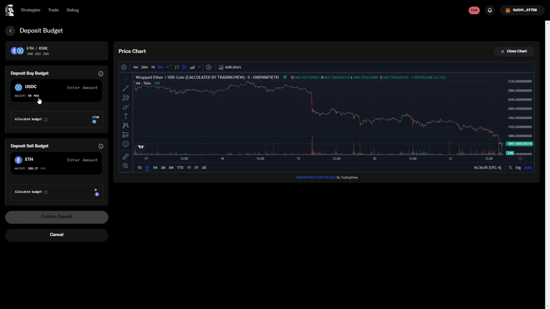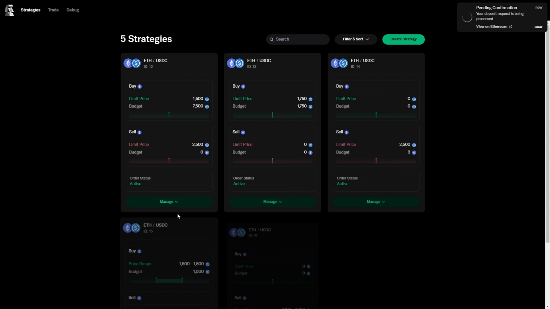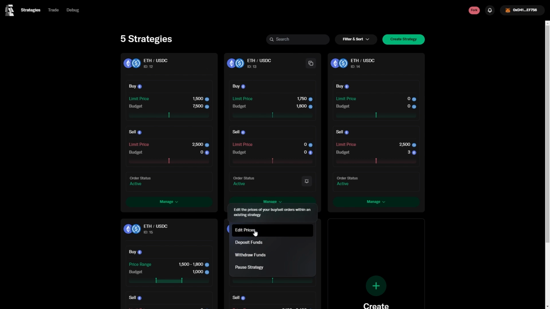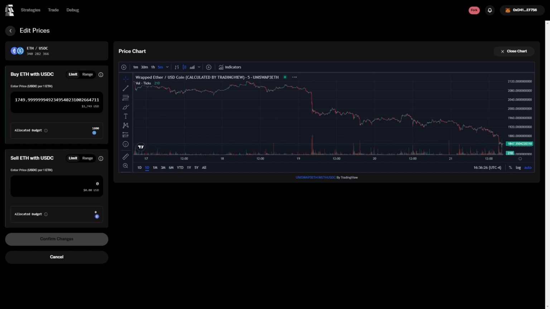If you already have the strategy and add more funds, it is much cheaper in terms of gas than deleting it and making a new one. Also, you can edit the strategy. Editing the strategy can turn it from disposable into recurring. Any strategy can be edited into any other kind of strategy.